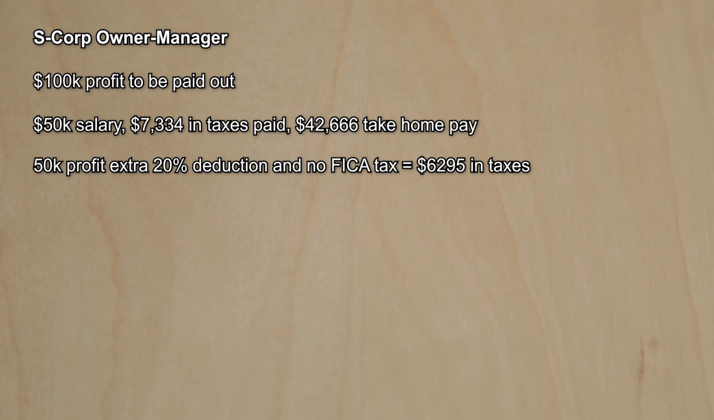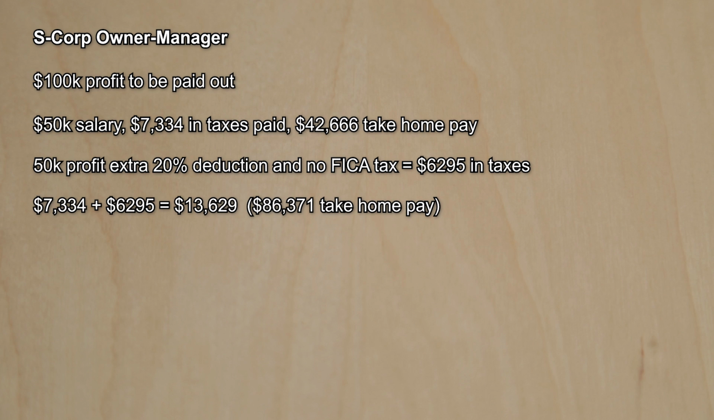And it works out at $6,295. So he pays $7,334 on his salary and $6,295 on his profit distribution, which works out at $13,629 with take-home pay of $86,371. All right, now let's look at our C-Corp guy.